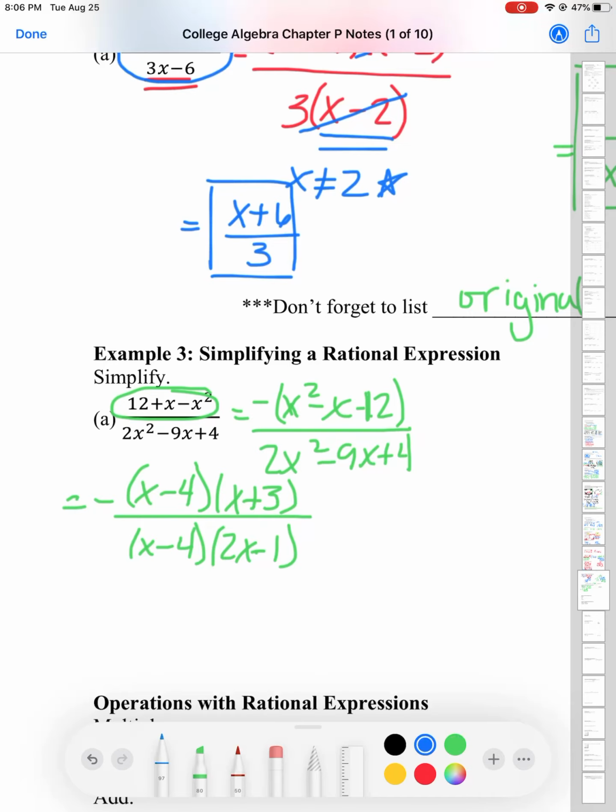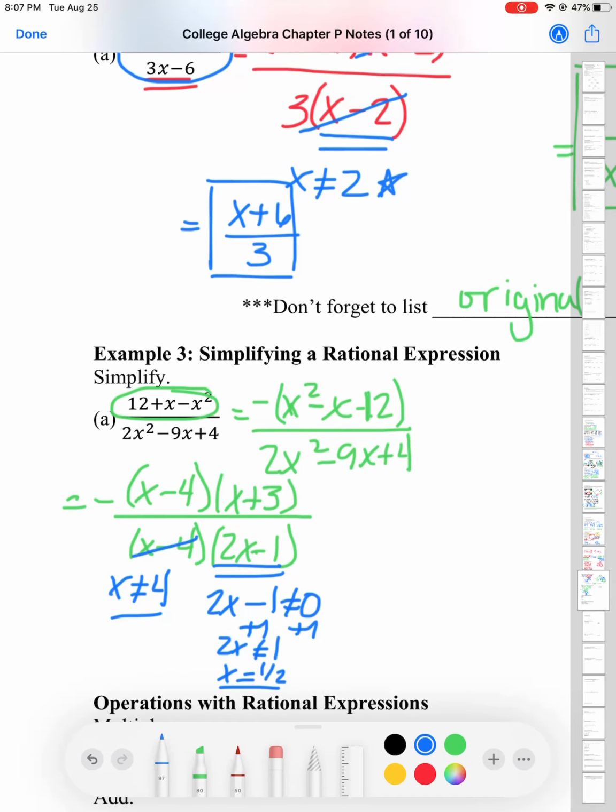Remember, before we go ahead and reduce, I need to state restrictions. So x cannot be 4. Remember, this is how we do this. This whole factor cannot be 0. So then we just isolate the x. So 2x cannot be 1, x cannot be 1/2. So x cannot be 4, x cannot be 1/2. Once I have my restrictions, I can go ahead and reduce, and I get negative x plus 3 over 2x minus 1.